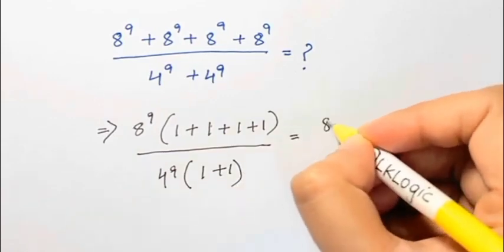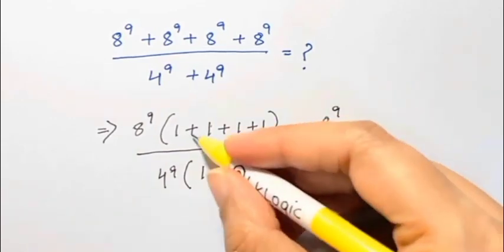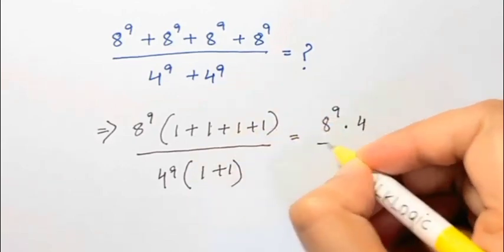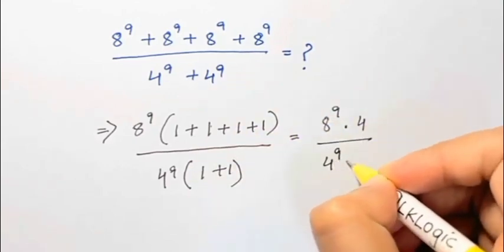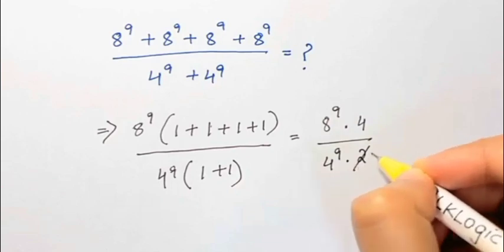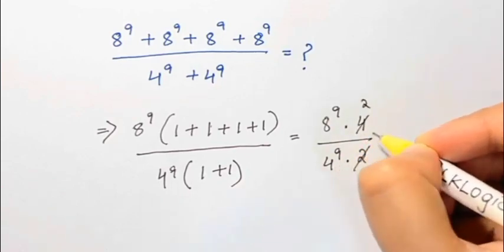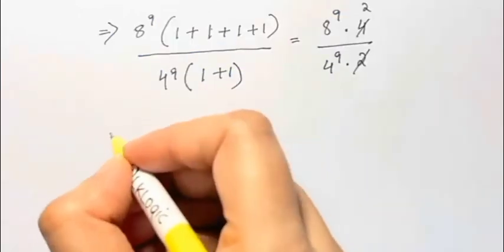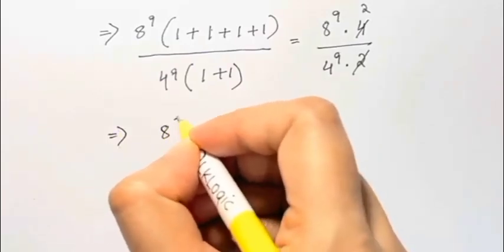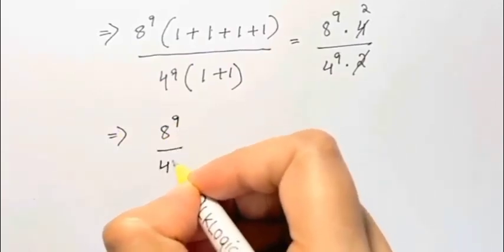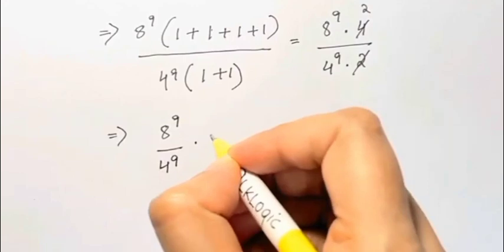Now you have 8 to the power of 9 times, this is times 4, over 4 to the power of 9 times 2. 2 times 2 is 4. So we have 8 to the power of 9 over 4 to the power of 9 times 2.